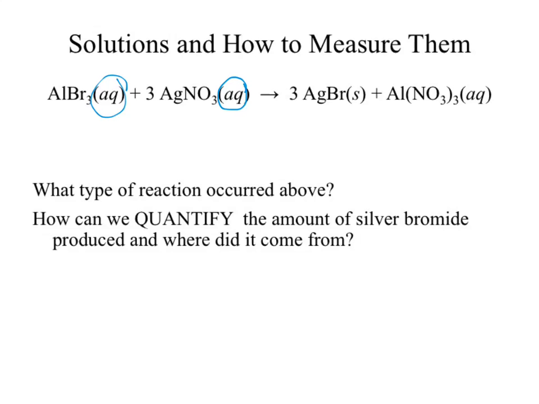So when I go to weigh out this solution, yes, I'm now getting a mass of that silver bromide solution, but within that mass, there's a bunch of junk that I do not care about. There is a bunch of water there. I need to be able to remove that water from my reaction or from my calculation to determine how much silver bromide is present. So what I really need to know about each of those solutions is the concentration of the aluminum bromide in the water solution.